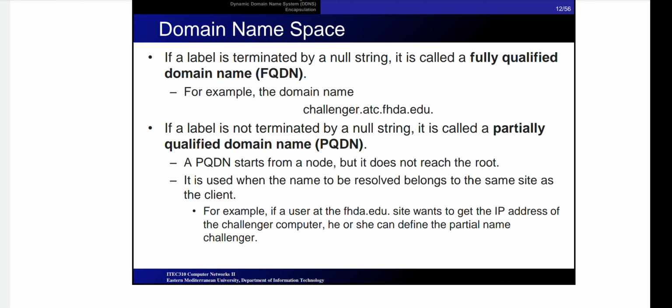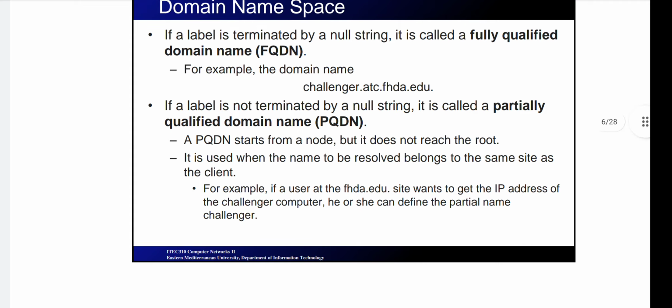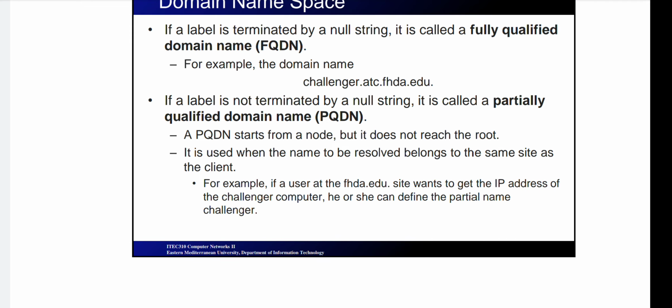If a label is terminated by a null string, it is called a fully qualified domain name (FQDN). For example, the domain name challenger.atc.fhda.edu. If a label is not terminated by a null string, it is called a partially qualified domain name (PQDN). A PQDN starts from a node, but it does not reach the root.